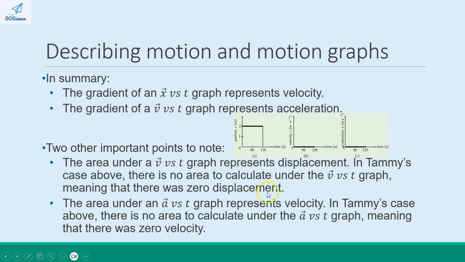The other important thing that we need to consider is that the area under an acceleration time graph will represent velocity. Now, again, here we don't have area under the acceleration time graph. So in this case, that means zero velocity. But we'll come back to these calculations later when they become more relevant.